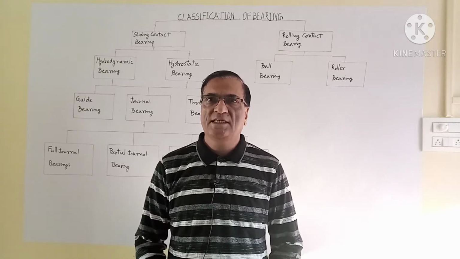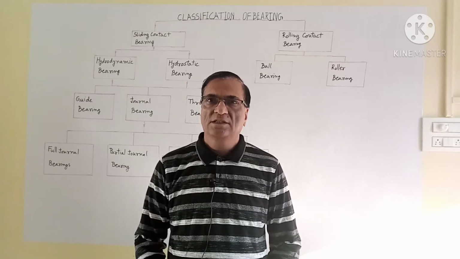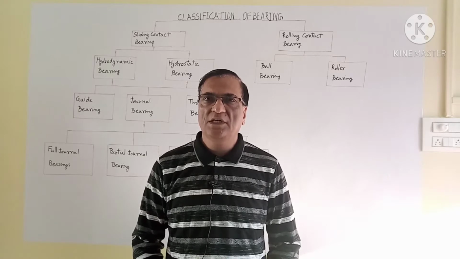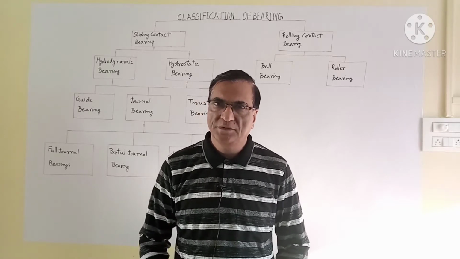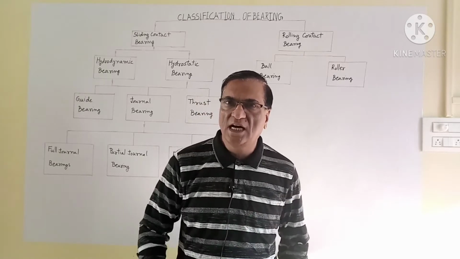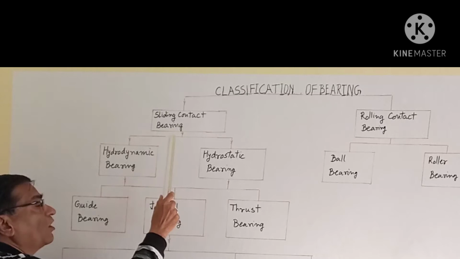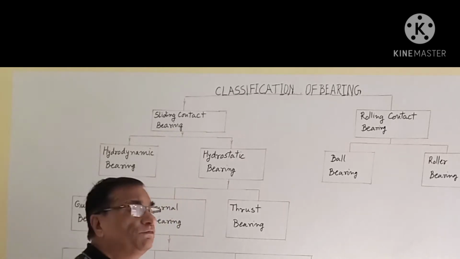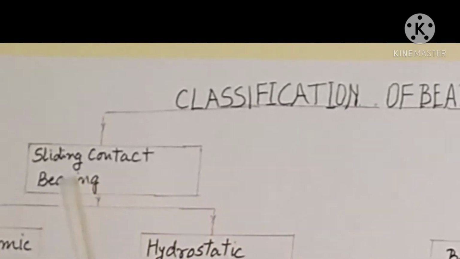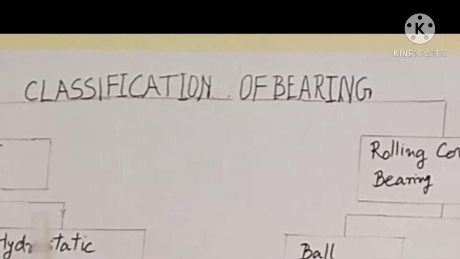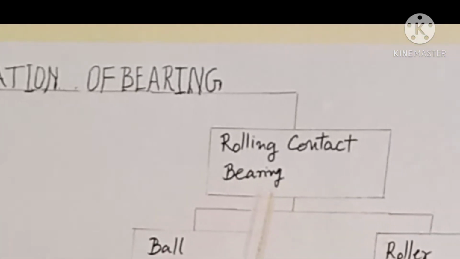Now, in this session, we will study the classification of bearings. Let us have this chart, classification of bearings. Generally, broadly, the bearings are classified in two categories: sliding contact bearing and rolling contact bearing.